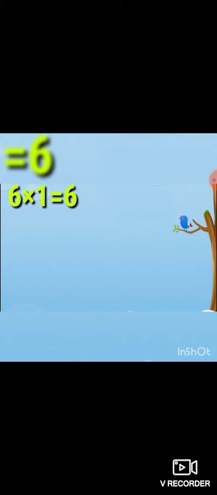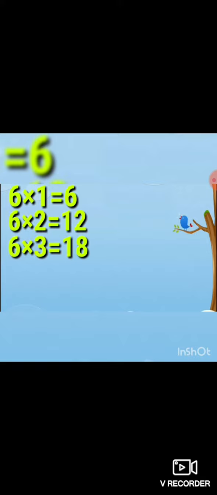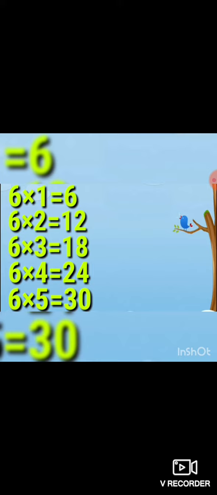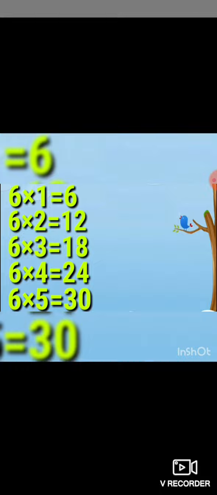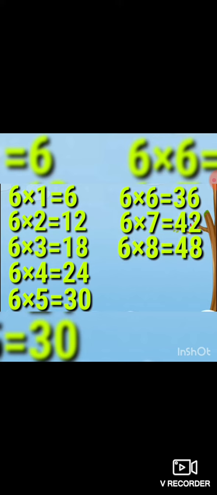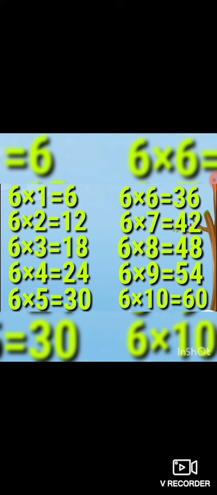6 ones are 6, 6 twos are 12, 6 threes are 18, 6 fours are 24, 6 fives are 30. Learn it. 6 sixes are 36, 6 sevens are 42, 6 eights are 48, 6 nines are 54, 6 tens are 60.